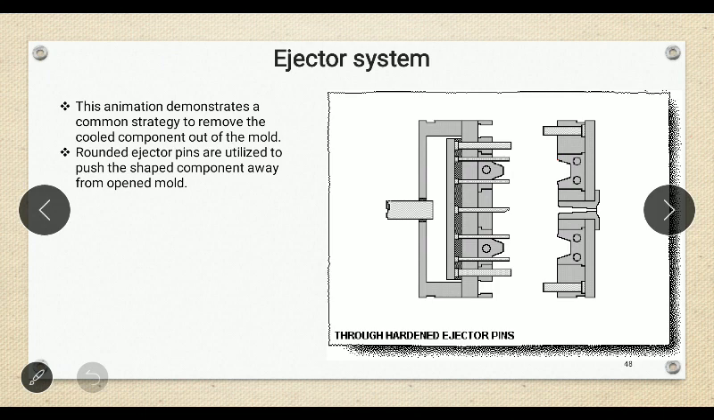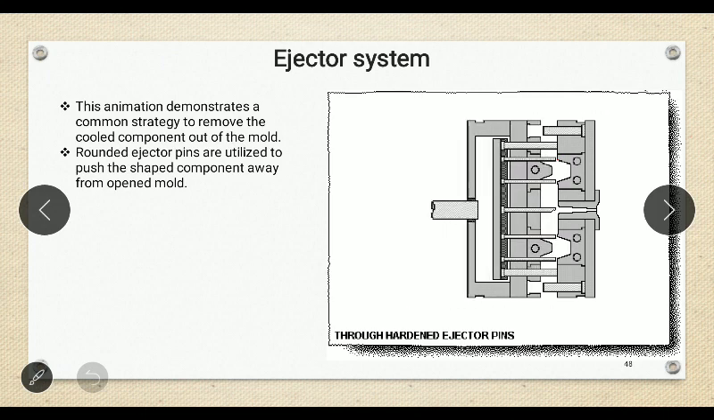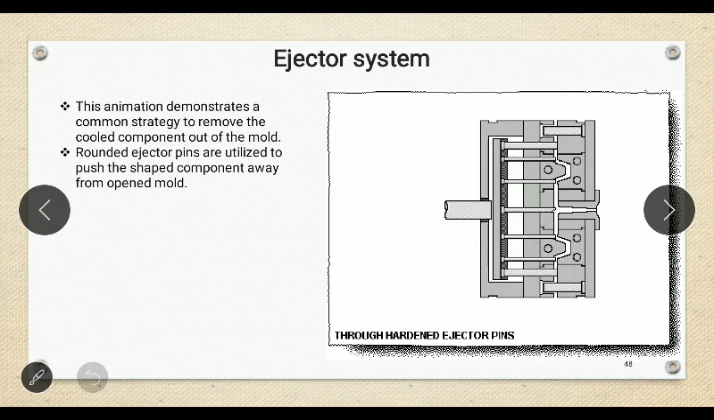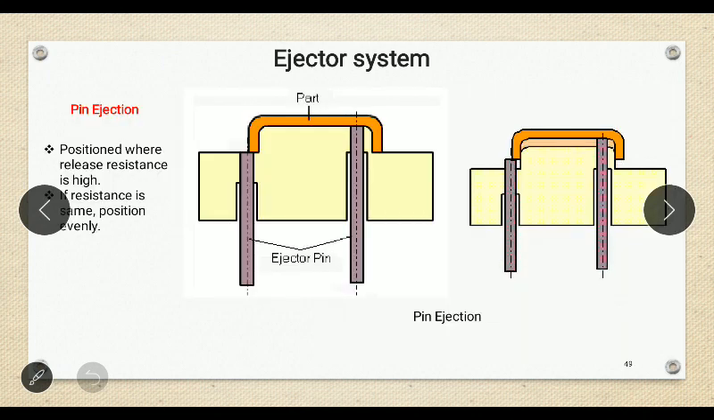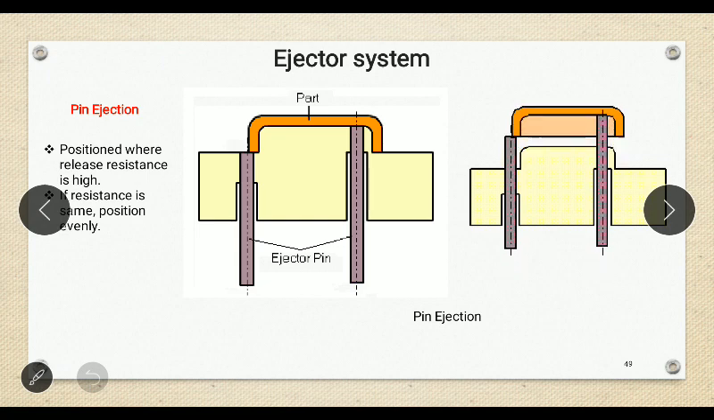Now we will see different types of ejectors during the next few slides. The first one is the pin ejection system. It uses pins for ejection of the product from the mold cavity. The pin ejectors are positioned where release resistance is higher. These are evenly positioned over the surface of the component for uniform resistance. The number of pins used depends upon the size of the component.